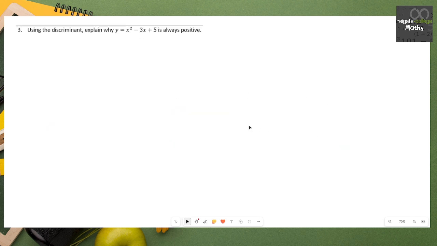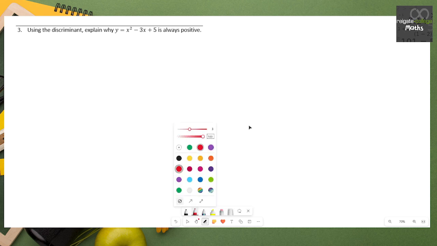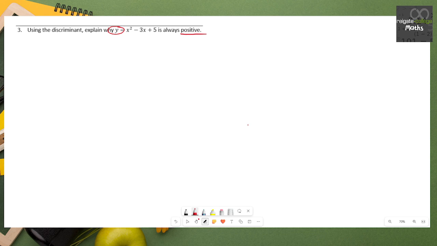So this last example is a little bit of an odd one in that we're given information about a function, or we're trying to prove something about a particular function. Positive is talking about the y coordinate. So what we're saying is we want to prove that for every x value, we get a y value that is bigger than 0. Now, there are 2 ways to do this.